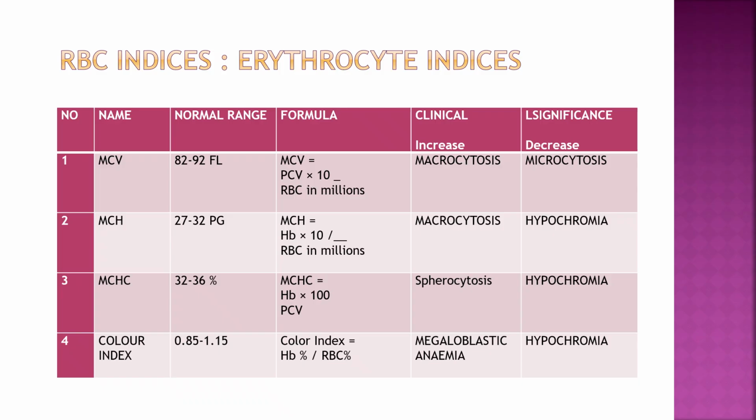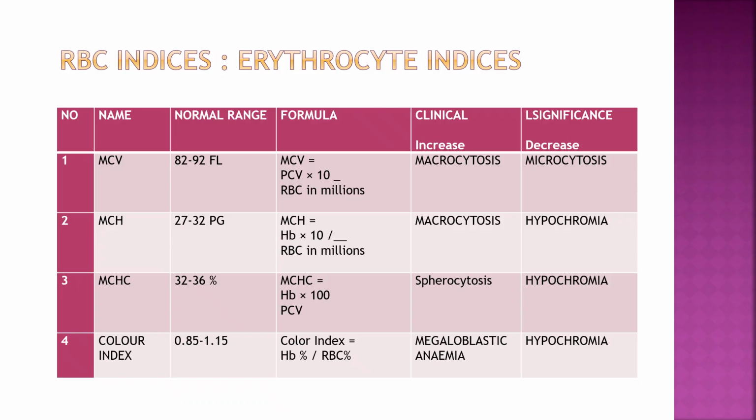MCH, mean corpuscular hemoglobin, is 27 to 32 picogram, and it is decreased in hypochromia, seen in iron deficiency anemia or thalassemia. MCHC, mean corpuscular hemoglobin concentration, is 32 to 36%, and if it is decreased, it is seen in hypochromia, that is iron deficiency anemia or thalassemia.